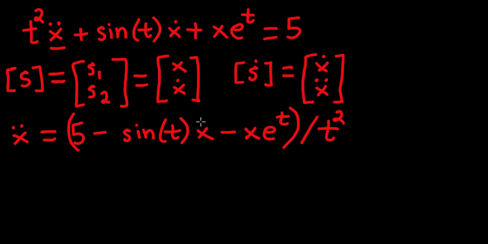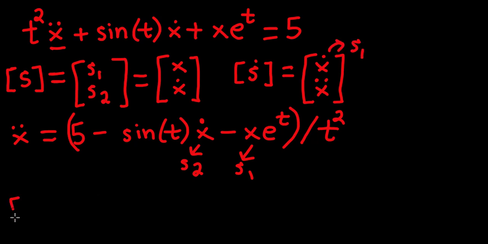Oh, I made a mistake here, sorry. This should be x dot, not x. Now remember from this vector over here, x dot is just S2, and x is just S1. And same for this one over here, this is just S1.